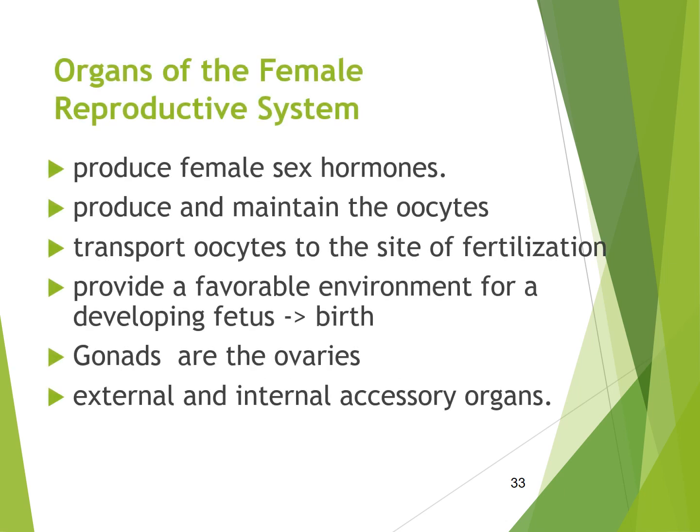Now we'll look at the organs of the female reproductive system. These organs produce the female sex hormones, produce and maintain the eggs, also known as oocytes, transport the oocytes to the site of fertilization, and provide a favorable environment for the developing fetus until its birth. The gonads of the female reproductive system are the ovaries. The female reproductive system also includes external and internal accessory organs.